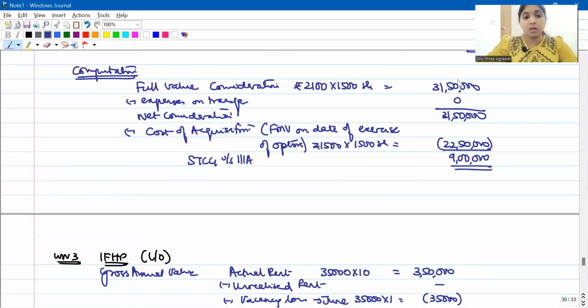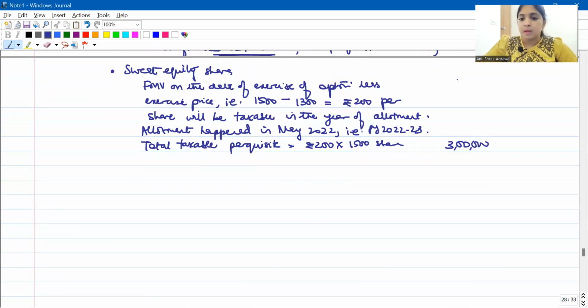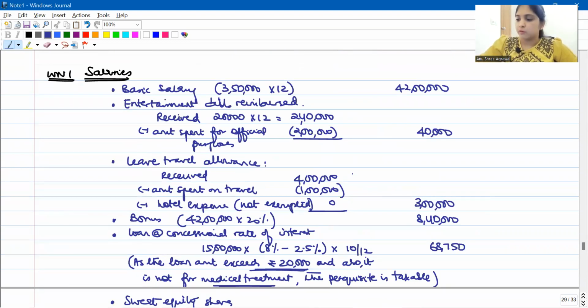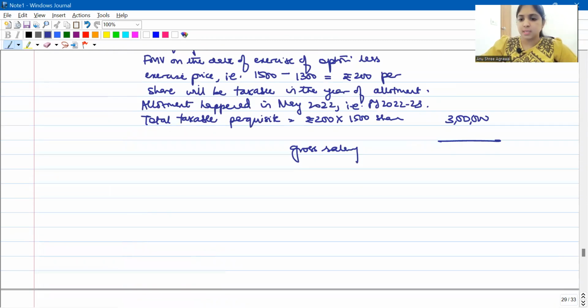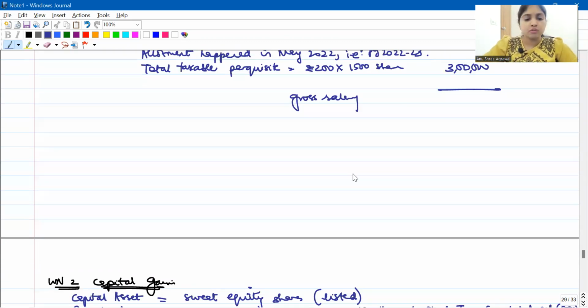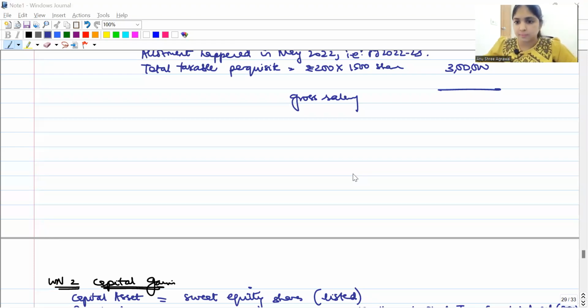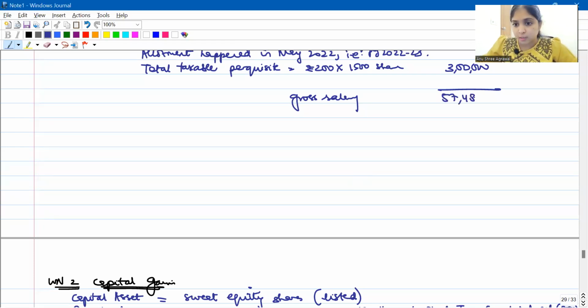Let's go ahead and close our working notes one by one. Our first working note was salary. Add up. What is your gross salary? 42 lakhs plus 40,000 plus 3 lakh plus 8 lakh 40,000 plus 68,750 plus 3 lakhs, you should be getting 57 lakhs 48,750 gross salary. But from this, I'll enjoy deductions under section 16.